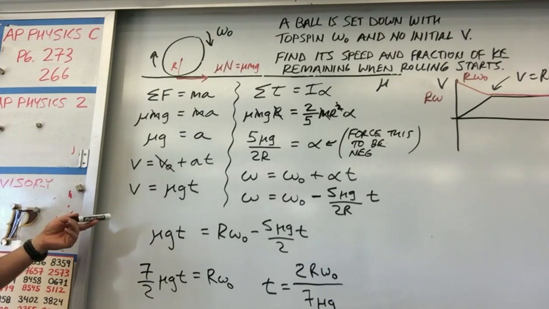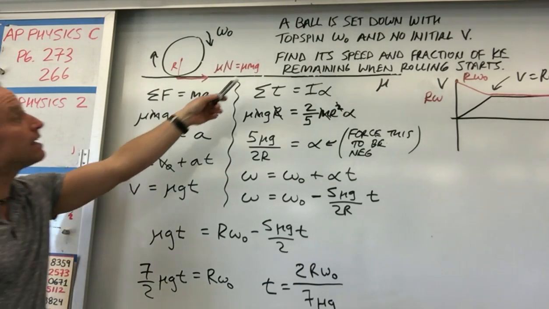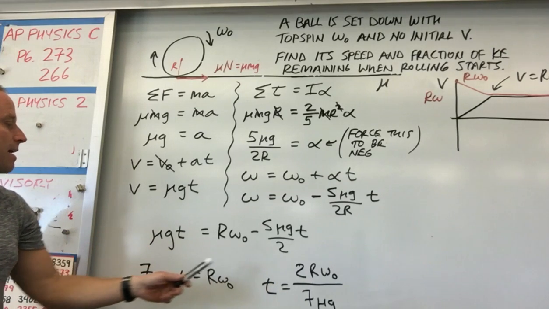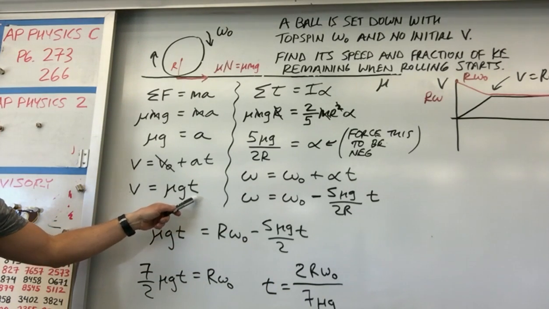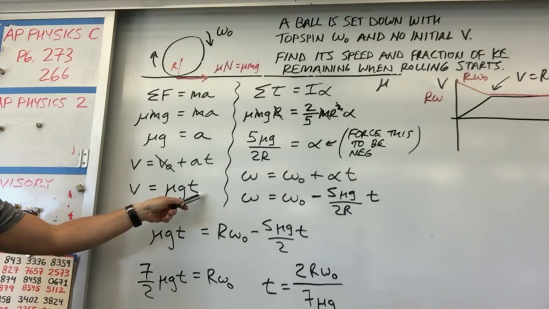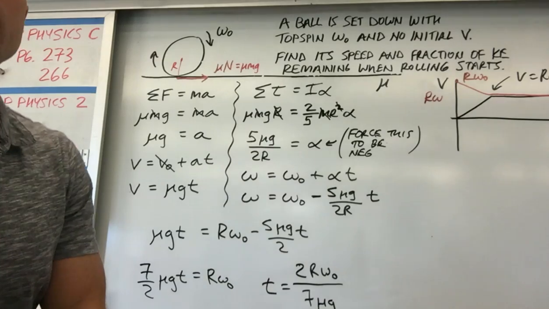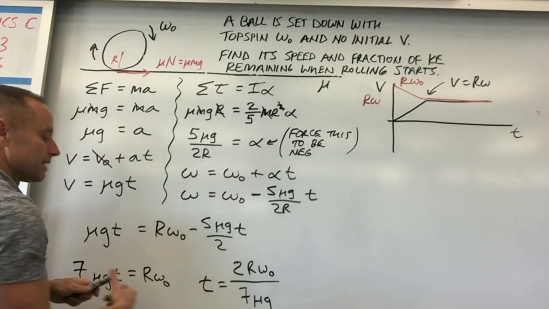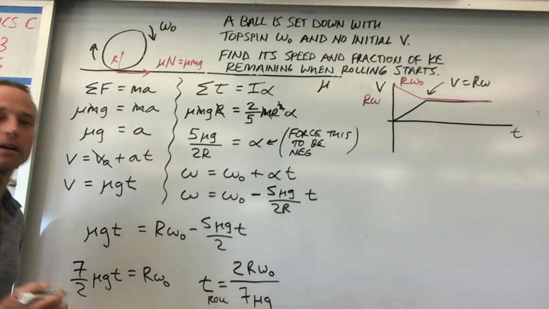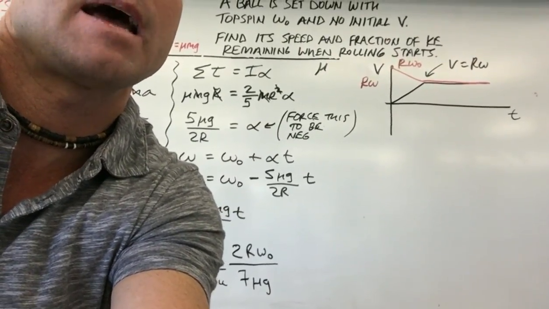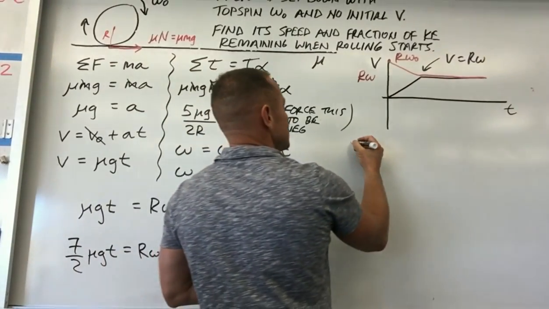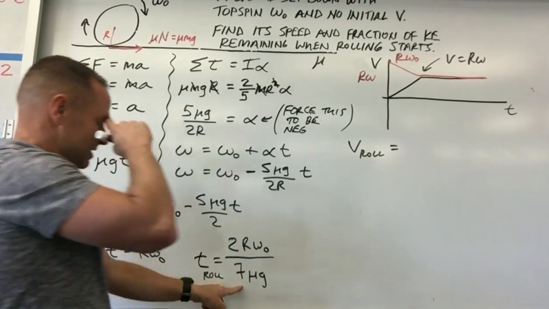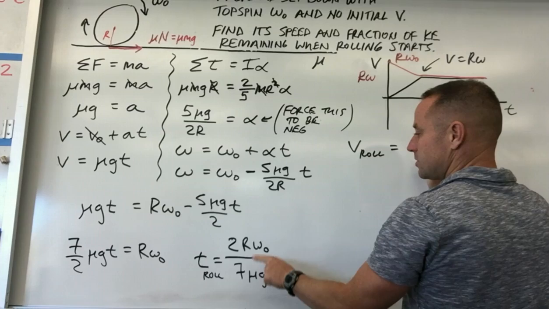Now let's find the speed, because we're supposed to find the speed when the rolling starts. This here is the time, so we can plug it back into the velocity equation that we found here. So let's find the speed when the rolling sets in. This is t for rolling, the time when the rolling sets in. So the velocity when we roll is going to be mu g t, so mu g times this. That gets rid of the mu g in the bottom, so it's going to be 2/7 r omega naught.